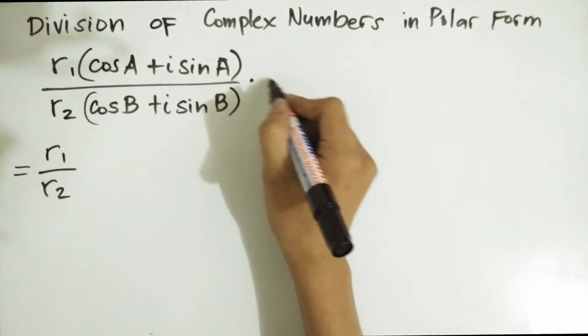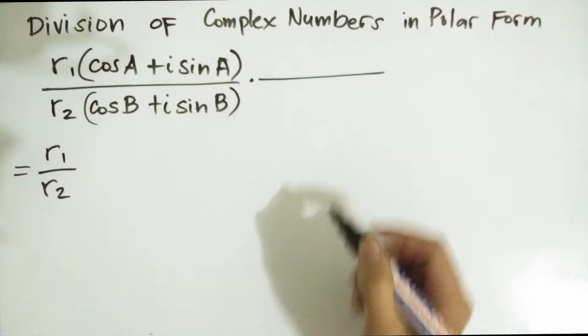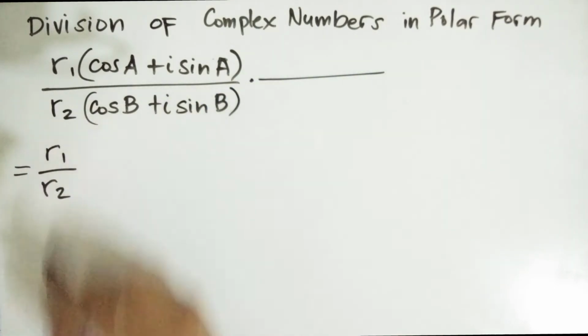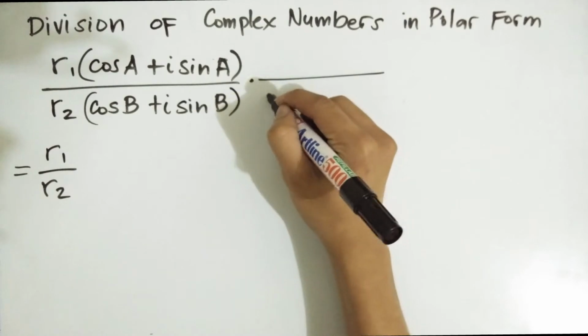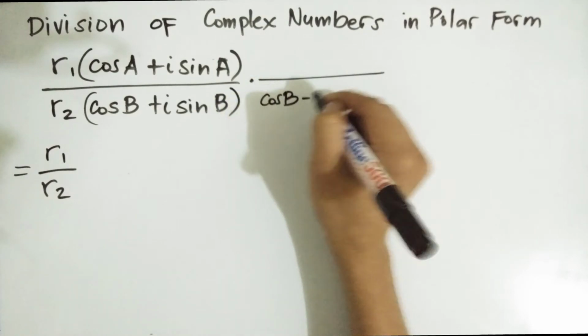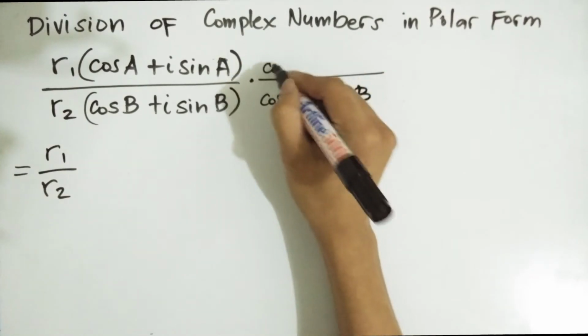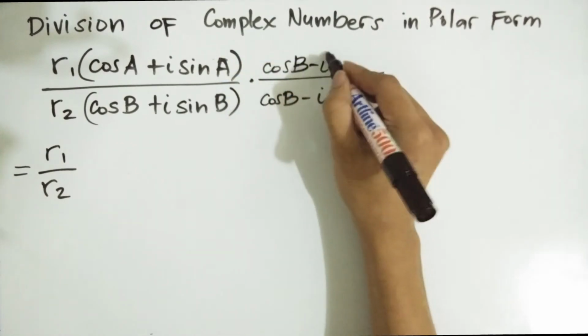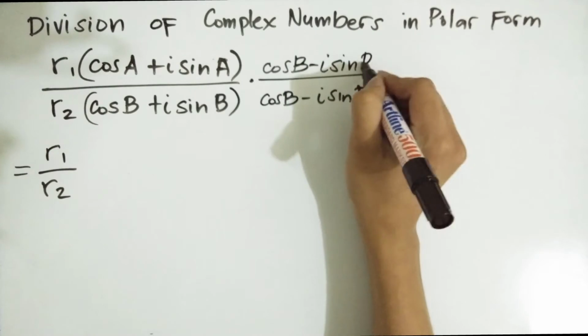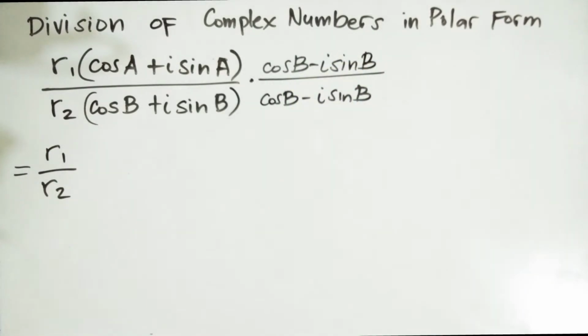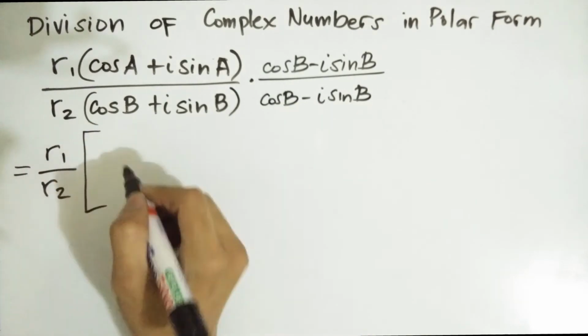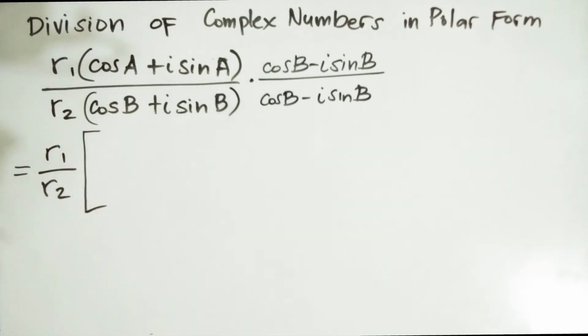And to simplify that, we multiply it by the conjugate of the denominator. This would be cosine of B minus I sine of B. Take note that we are not changing its value, but we are just using the conjugate to solve for the quotient of the complex number. So we will distribute it using the FOIL method.